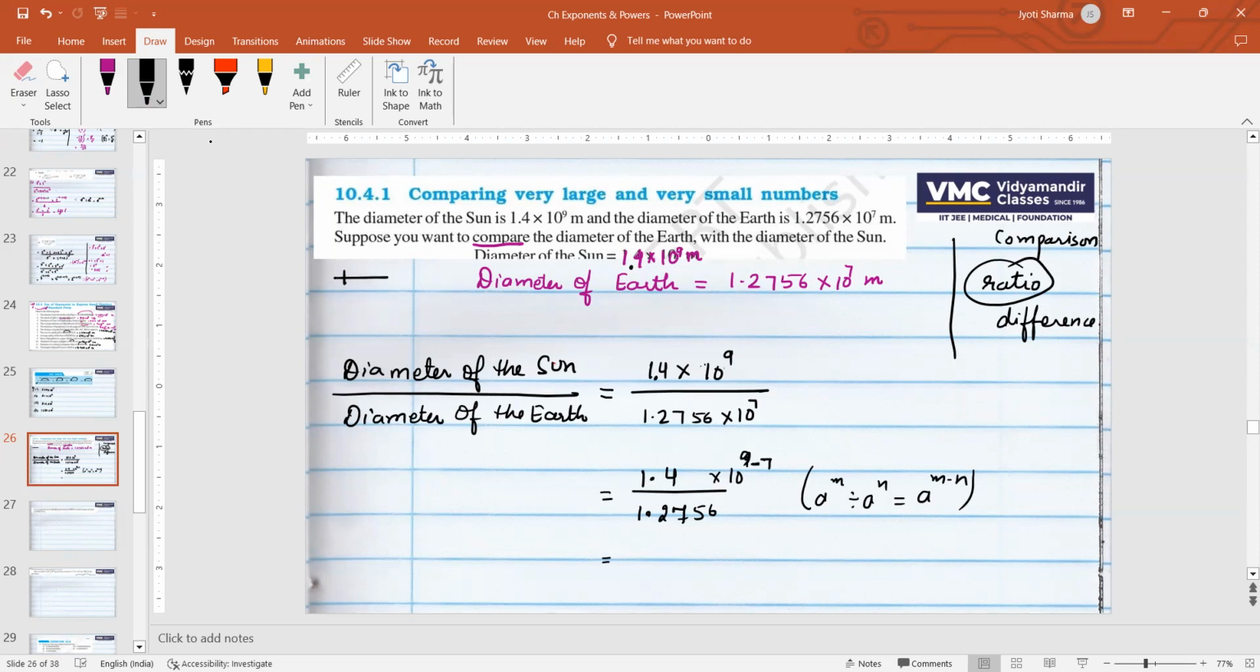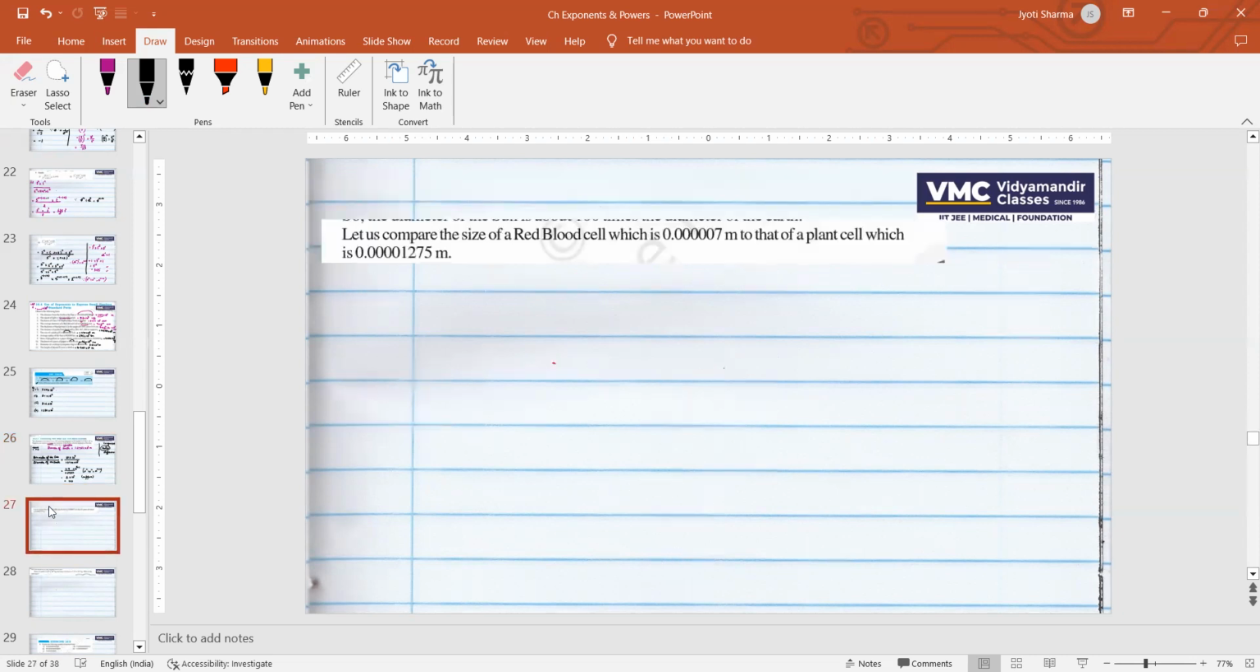If this is 1 and this is 2, so this is 1.5. So this is 1.3 and 1.4. There is a very small difference between 1.27 and 1.4. So this is approximately 1 and this is 10 raised to the power 2, which is 100. And this is approximately, I can say, the diameter of the sun is 100 times the diameter of the earth.